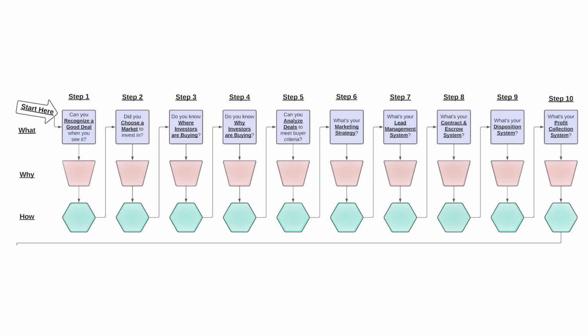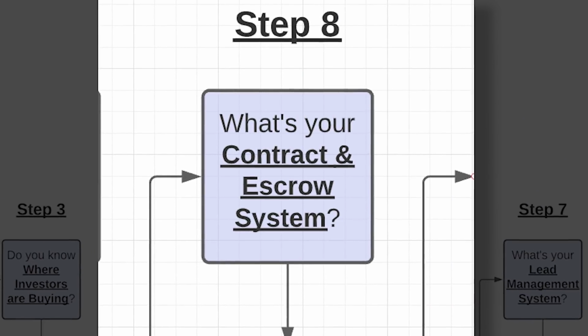We're almost to the end. So when you move to step 8, it's your contract and escrow system, which essentially means how are you putting deals under contract and how are you closing them? You'll need a title company to close, but that's not really a tool. But in order to put deals under contract, you're gonna have to get those contracts to people and get signatures.